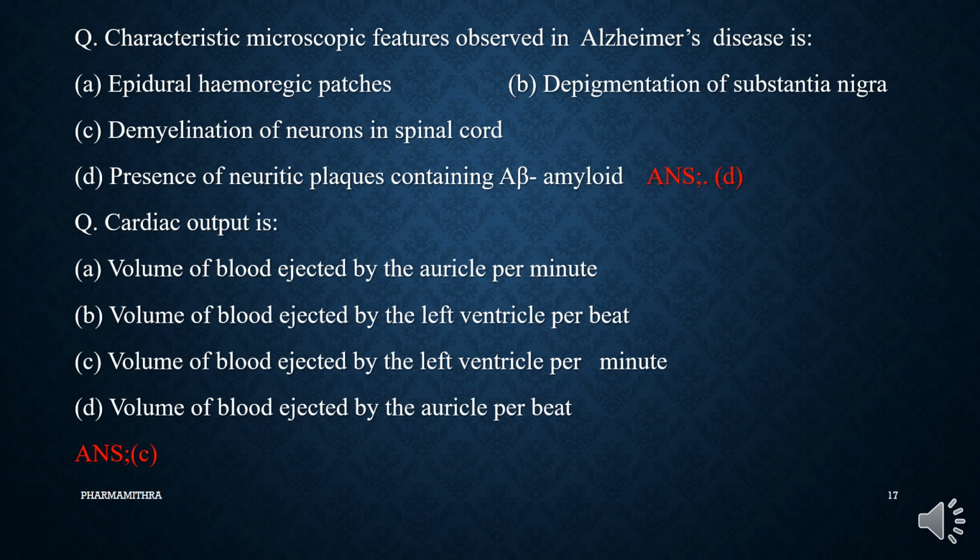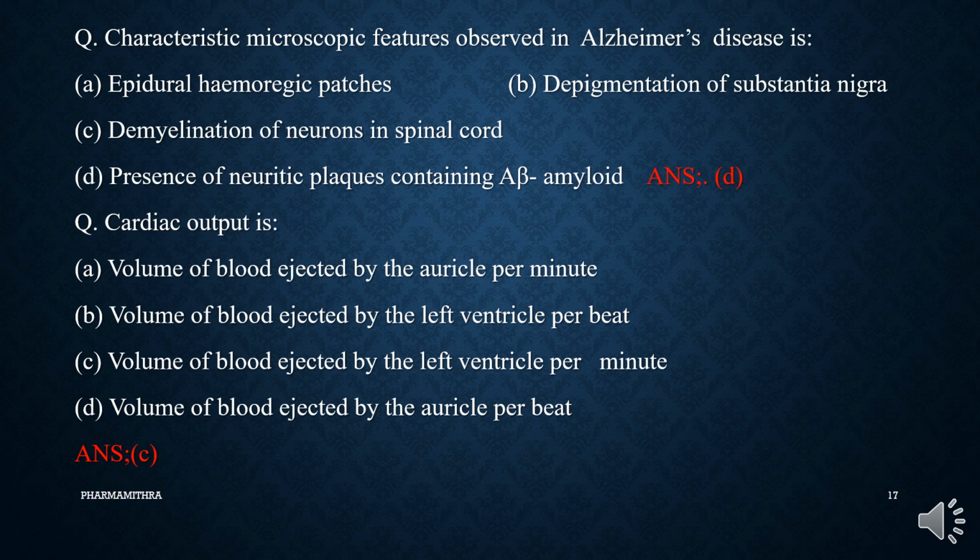Next question, the characteristic microscopic feature observed in Alzheimer's disease is due to the. In Alzheimer's disease, that is due to the presence of neuritic plaques containing A beta amyloid. That is the right answer.